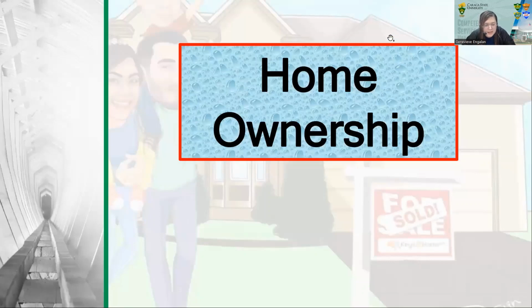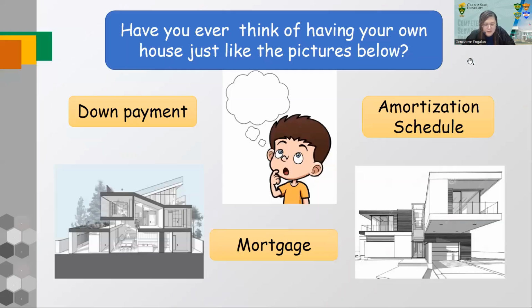So this is the last topic that we have in our MMW. Okay? So we have home ownership. Okay, so have you ever thought of having your own house just like the pictures below? Maybe you would like it from far away? So we need to understand what a down payment is, what a mortgage is, and what amortization is.